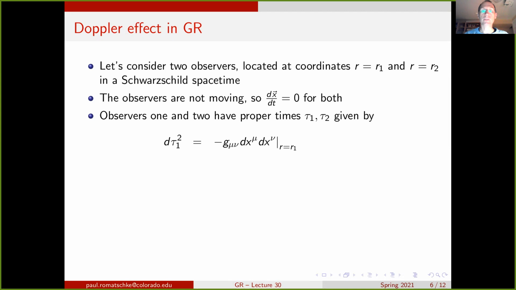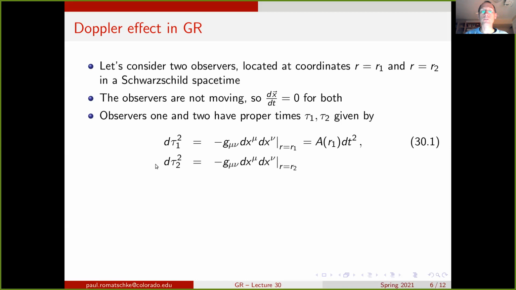The observers have their own proper times, which are denoted by τ1 and τ2. And in particular, for observer 1, the proper time increment dτ1 squared is given by minus the line element, so minus g_μν dx^μ dx^ν, evaluated at the location of the first observer, which is the radius r = r1. Since the observer is not moving, dx is 0, so dτ1 squared is equal to the Schwarzschild factor A(r1), because this is where the observer is located, times dt squared, where t is just the global time coordinate.